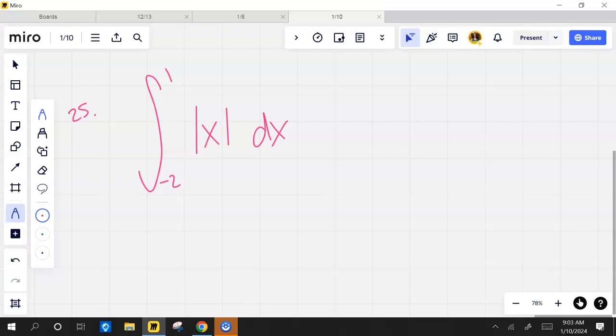Okay, so absolute value of X, what does that look like? That's like a V, right? So we know what that looks like. Let's graph it and look at it so we can tell kind of what we're looking at. Because by the way, the directions on this say to use the graph and areas to evaluate the integral.